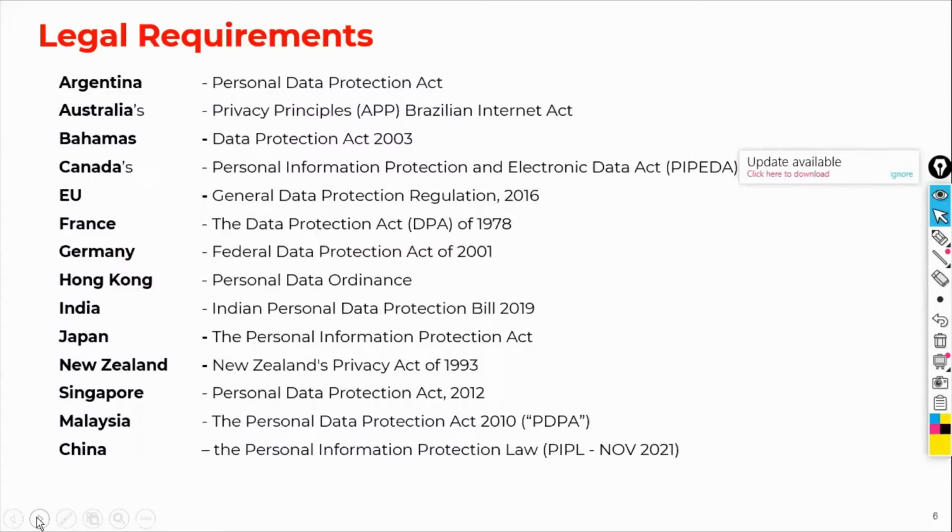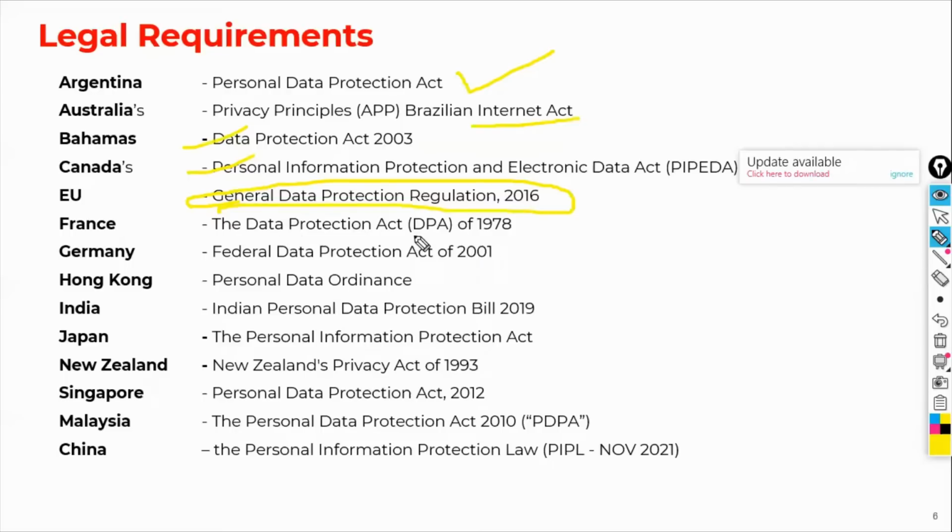So there are various legal requirements related to personal data. Some of the countries' rules and regulations are given here. Argentina has its own privacy related framework. Australia has its Privacy Principles, APP, and Brazil has its Internet Act. In the same way, the Bahamas has its own data protection regulation. Canada has its own, and the EU has its GDPR. This is the most famous one, the General Data Protection Regulation, called the GDPR.